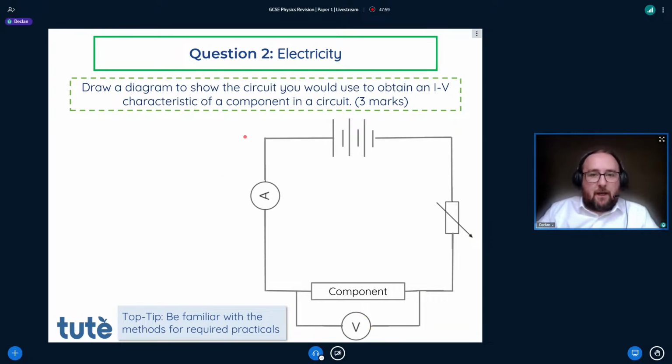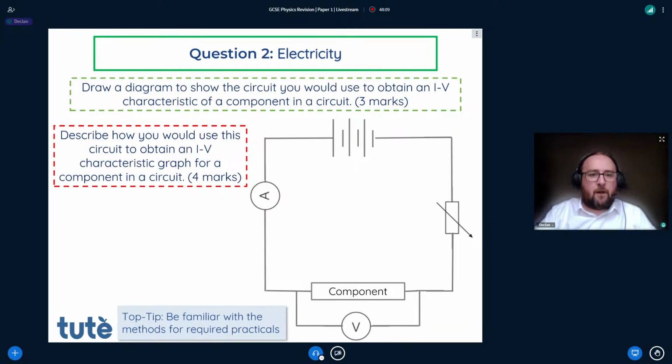So we've drawn our circuit, and that will be our 3 marks, making sure you've got your ammeter in the right place, your voltmeter in the right place, and the rest of them connected up correctly. Next, of course, it's going to ask us, would you use this circuit to obtain a current voltage characteristic graph for a component in the circuit? That component, it might be a bulb, like I said, it might be a resistor, it could be a diode. They're the 3 that it could be. That could be 3 different things, and be ready to swap that component out for one of those.